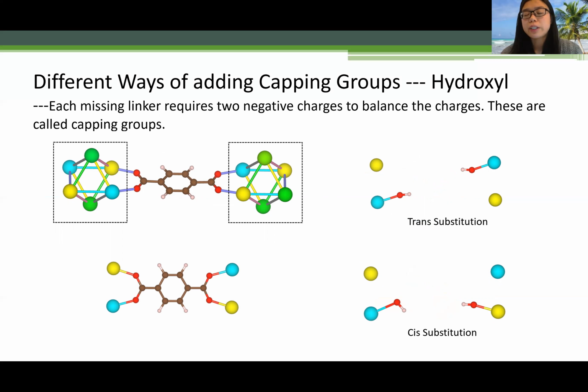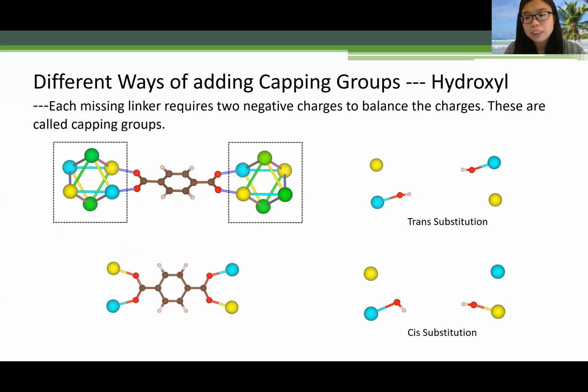Deleting one linker creates two positive charges in the structure. In order to neutralize the structure, we need to add capping groups. The capping group we tested first is the OH group. There are two choices for adding the OH groups into the structure.